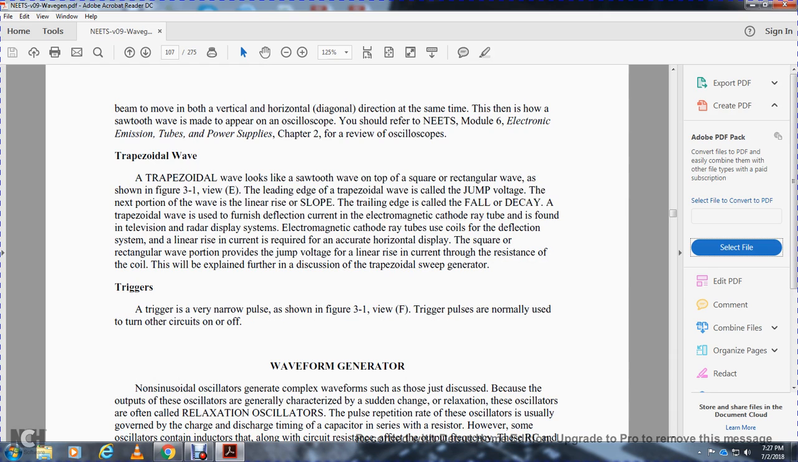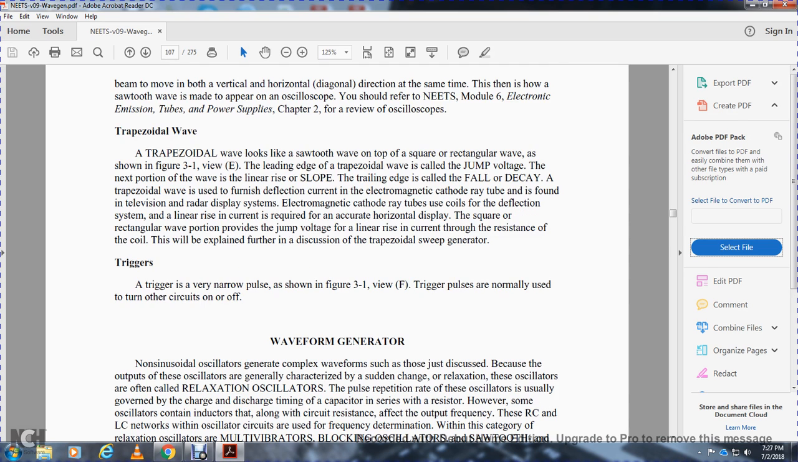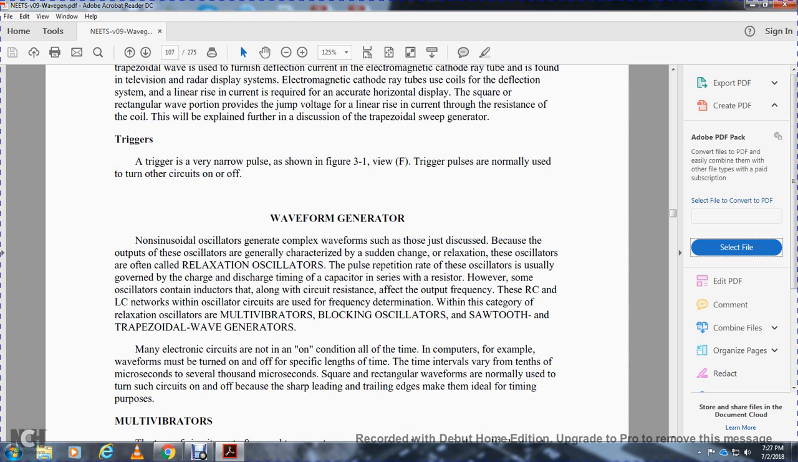A trapezoidal wave is used to produce the deflection current in an electromagnetic cathode ray tube and is found in television and radar displays. Electromagnetic cathode ray tubes use a coil in the deflection system. A linear rise of current is required for an accurate horizontal display. The square or rectangular portion of the wave provides the jump voltage for the linear rise of current through the resistance of the coil, which will be explained further in discussing the trapezoidal sweep generator. The trigger is a very narrow pulse, as shown in Figure 3.1. After the trigger pulse, it normally turns other circuits on or off.